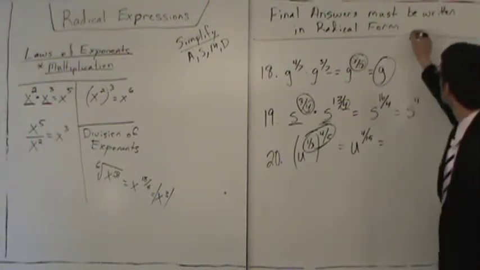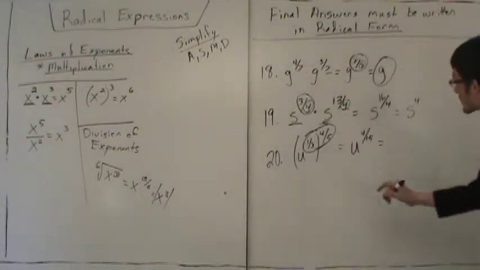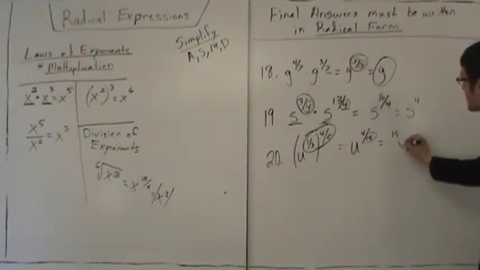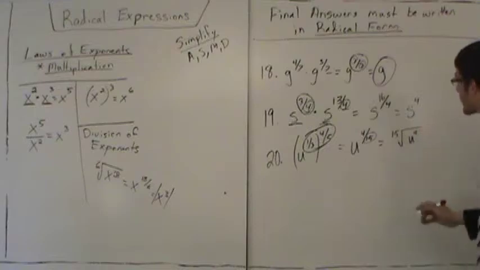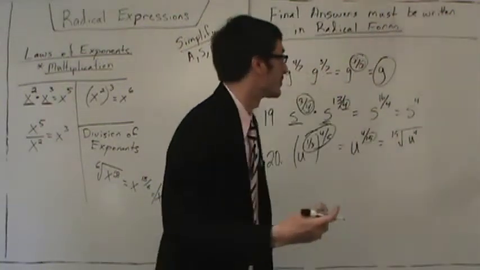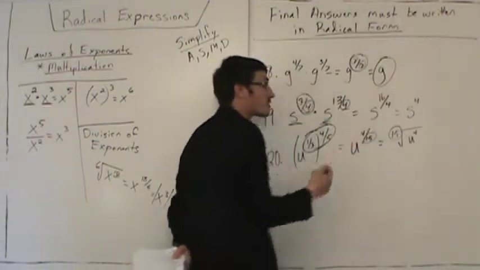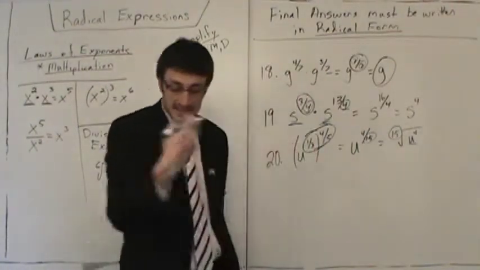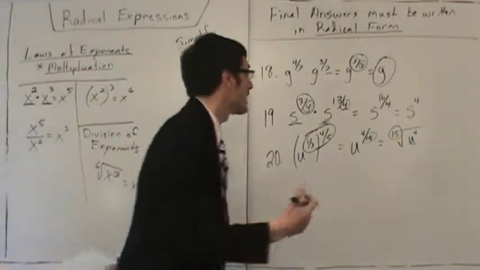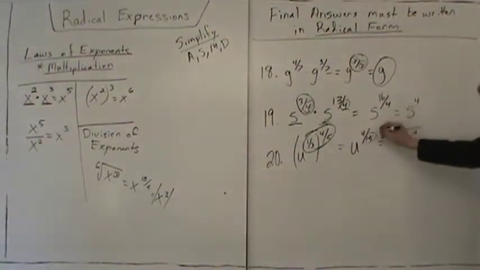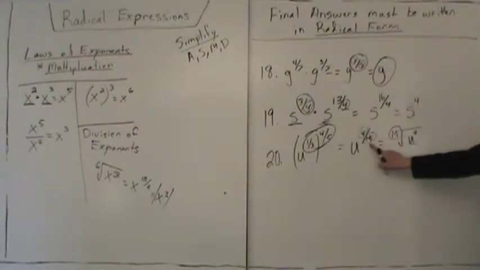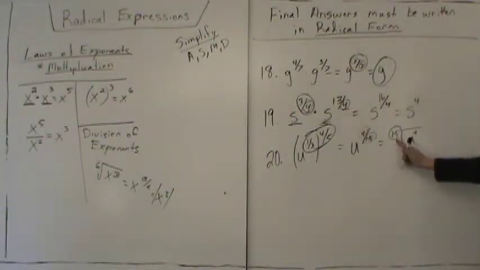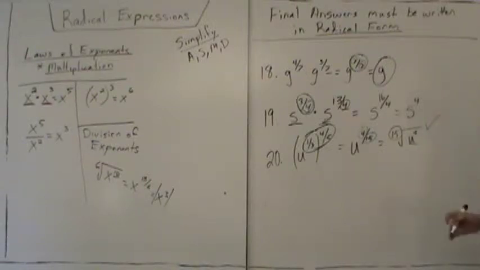So we have to convert final answers to radical form. So we're going to convert this. Remember that 15 is our index. So we're going to write this as the 15th root of u to the 4th. Now question, can we take out a group? Remember, we're taking out, in this case, groups of 15. Well, we only have 4 u's. You cannot take out a group. Why? Because in order to take out a group, the numerator must be larger than the denominator. Since our numerator is smaller, we cannot take out a group of 15 u's. So we are finished. This is the final answer.